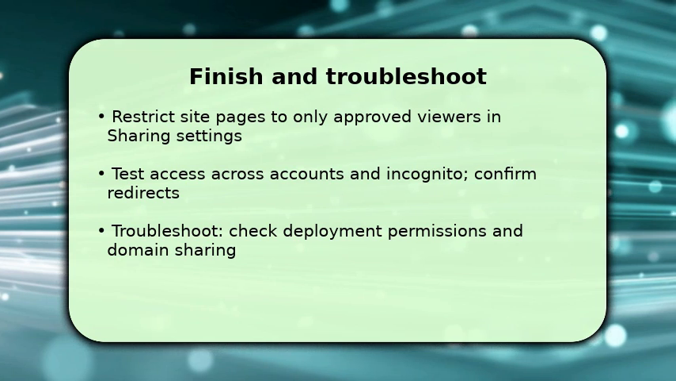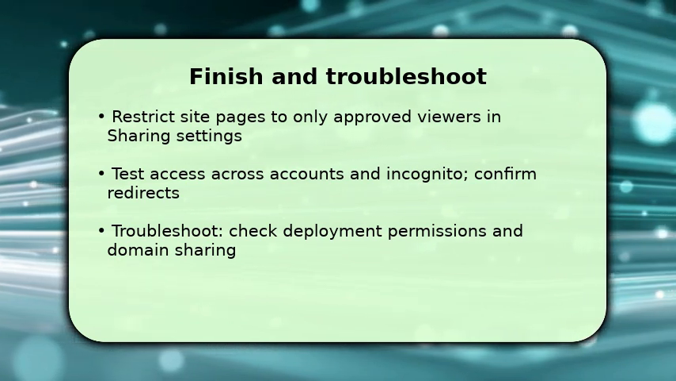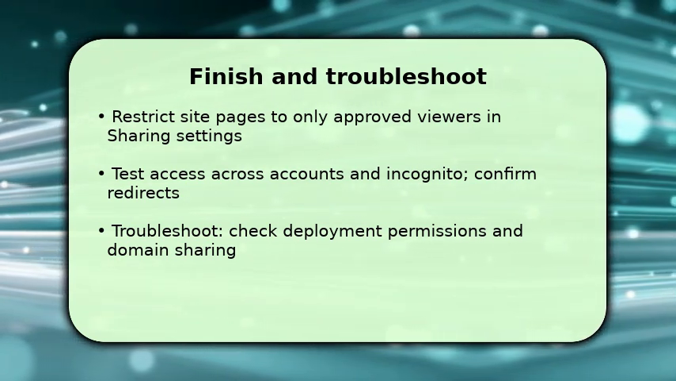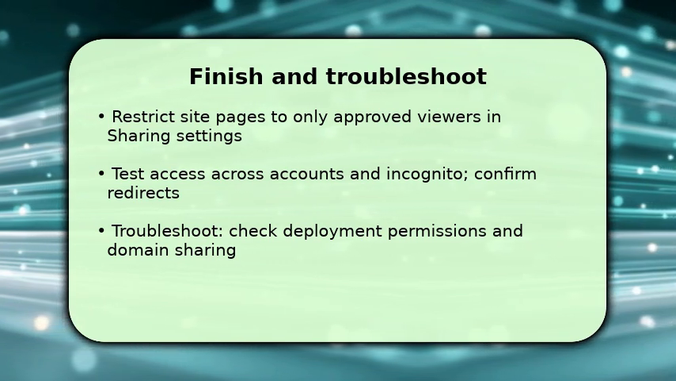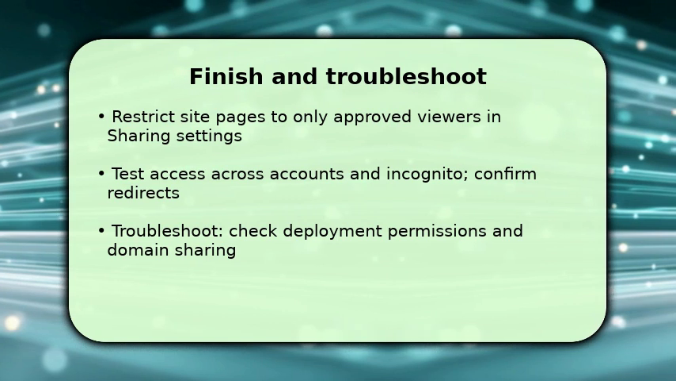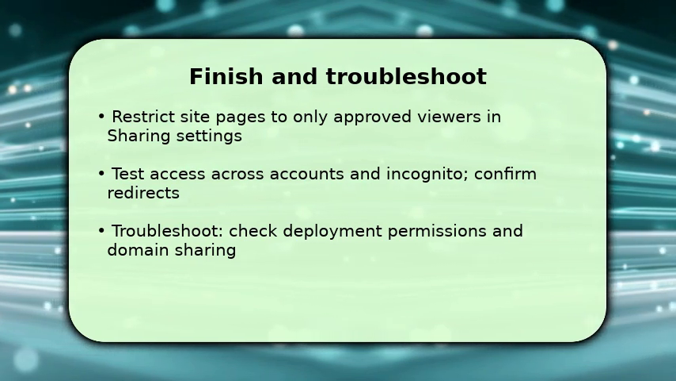If something goes wrong, check your app's script deployment permissions and the web app's access setting first. Make sure the script runs as you expect and the site sharing includes your allow list. If needed, redeploy the web app after permission changes and retest.